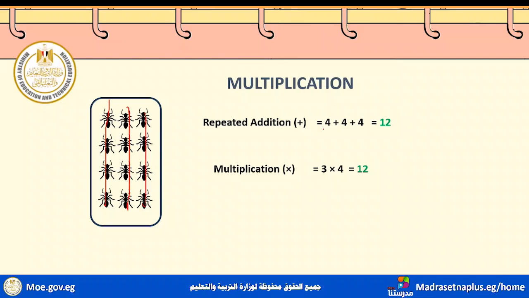So I can get the total number by repeated addition: 4 and 4 and 4. I'll get 12. So I have 4 and 4 and 4. This means I have 3 fours. 3 fours equal 12. Don't forget, you can use rows to get the total. You can use columns to get the total. You are free to use any way of them.